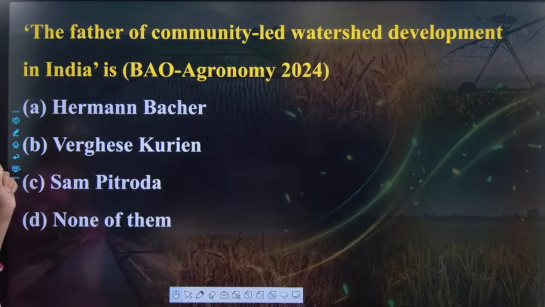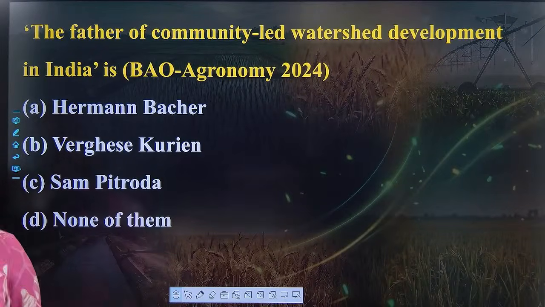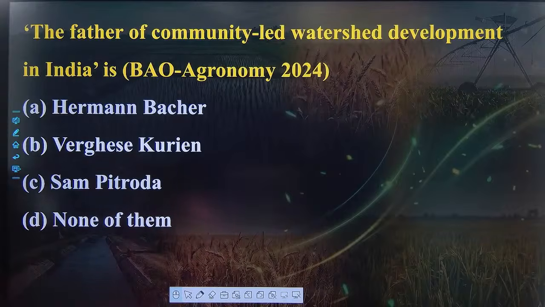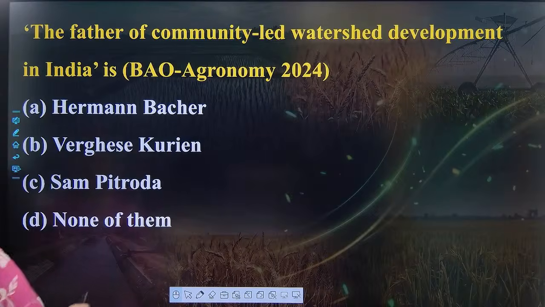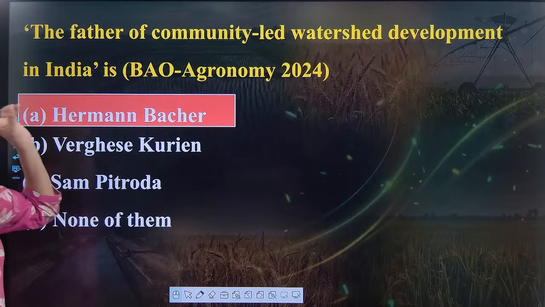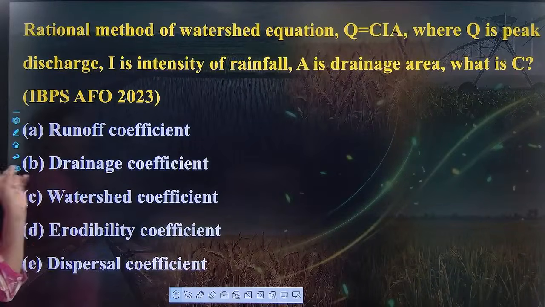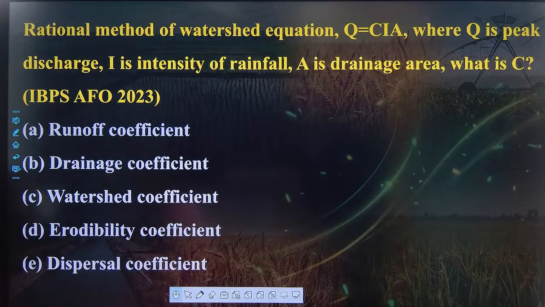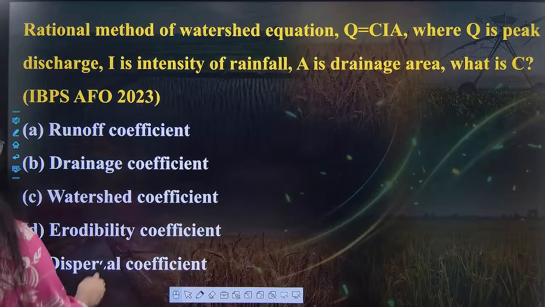Next, the father of community-led watershed development in India is, good question, from BO Agronomy 2024. What will be the correct answer? Okay. Good. Option number A, Harman Basher is the correct answer. Okay. Next question. Very, very nice question from A4 2023 exam. Tell me. What will be the answer, guys? Good. Here, the correct answer will be option number A.